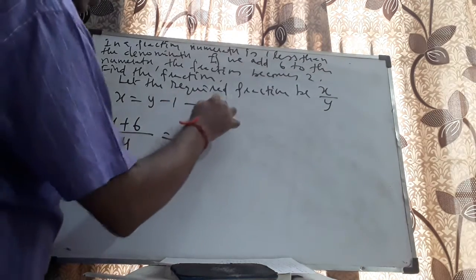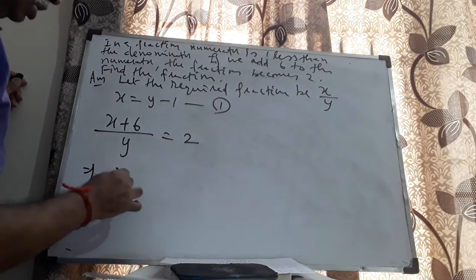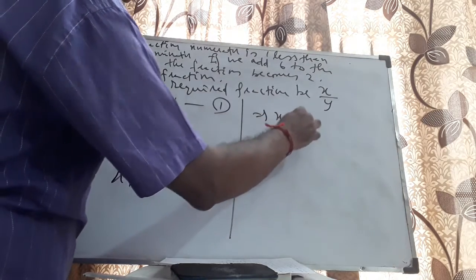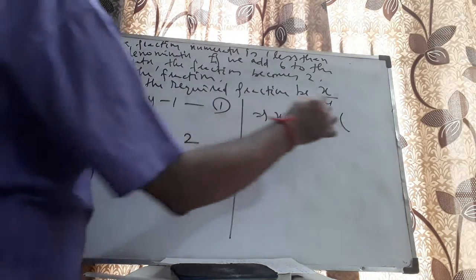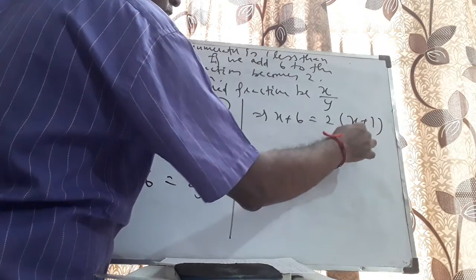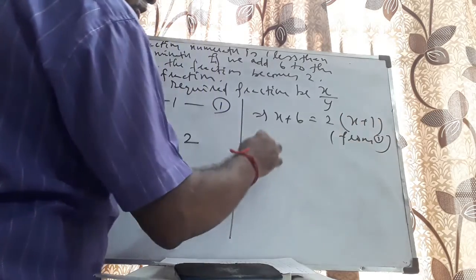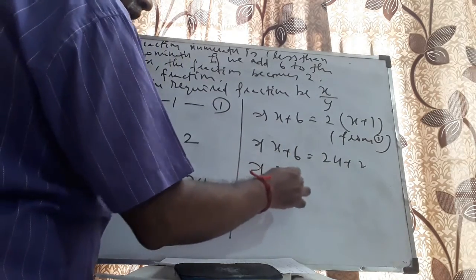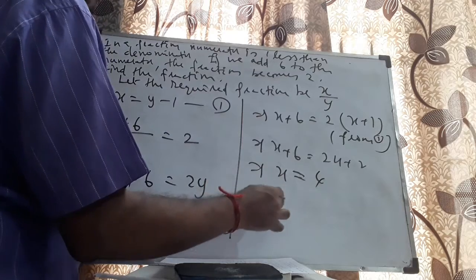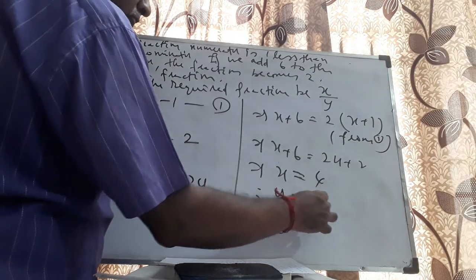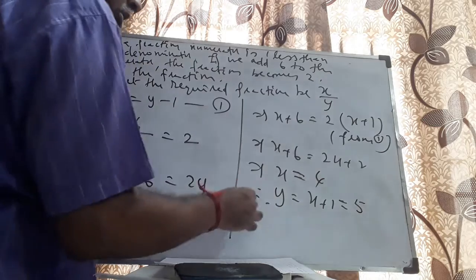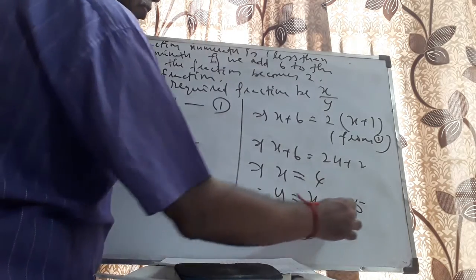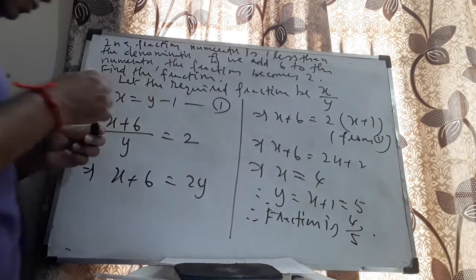Which implies x plus 6 equal to 2y, which implies x plus 6 equal to 2 into y, and y can be replaced by x plus 1. This is from equation 1. I'll replace this, which implies x plus 6 equal to 2x plus 2, which implies x is equal to 4. Therefore y, which is x plus 1, is equal to 5. Therefore, the fraction is 4 by 5.